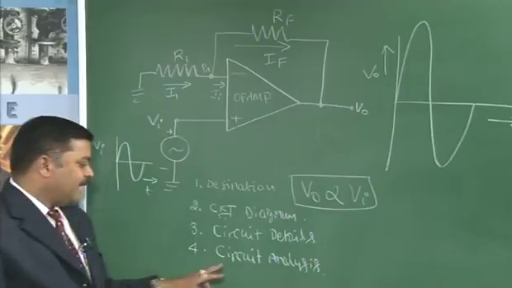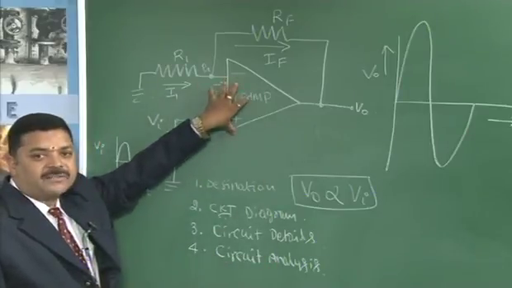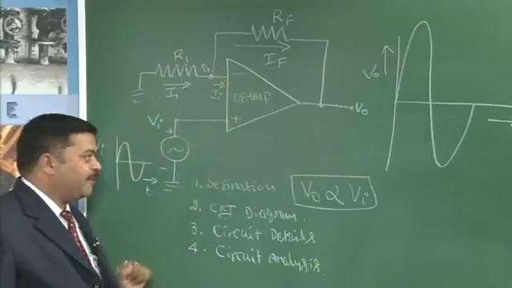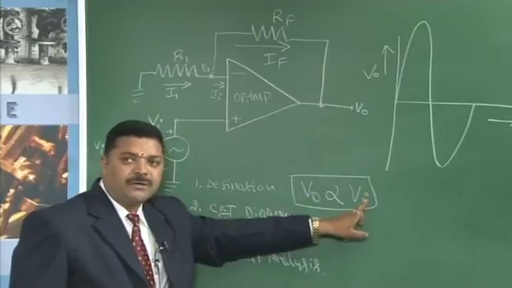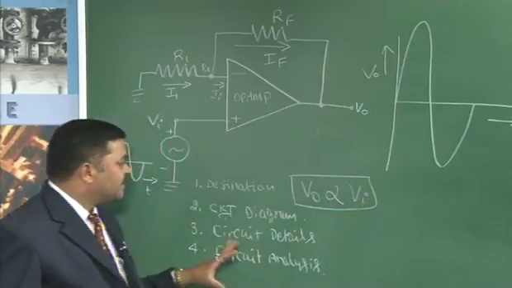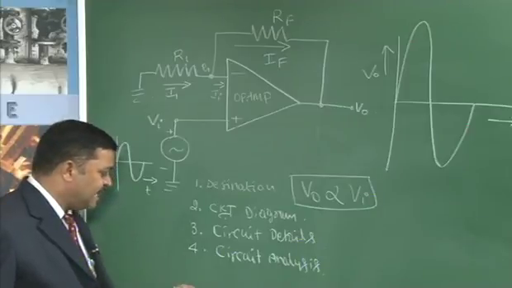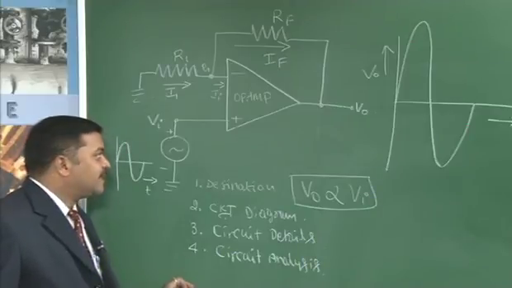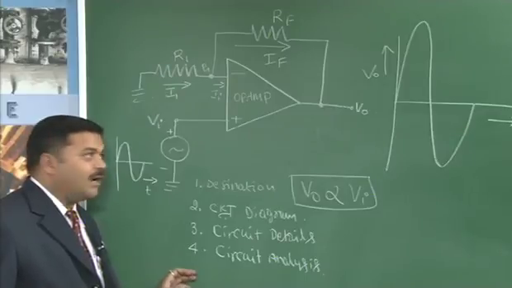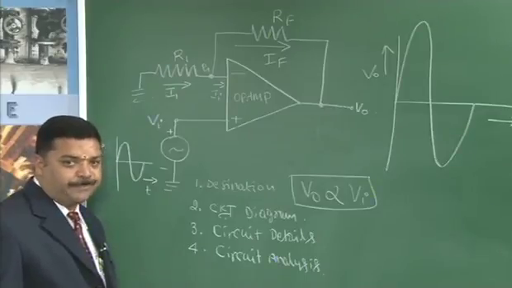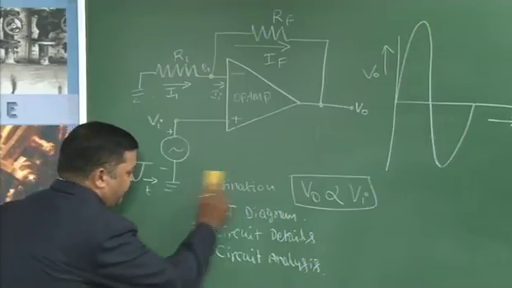So here circuit analysis means we must prove that this circuit works as a non-inverting amplifier. That means we need to show that V0 is proportional to Vi. So that's what is our aim in the circuit analysis. Then finally we will conclude that the above circuit works as a non-inverting amplifier or the non-inverting op amp. So let us now move on to circuit analysis.